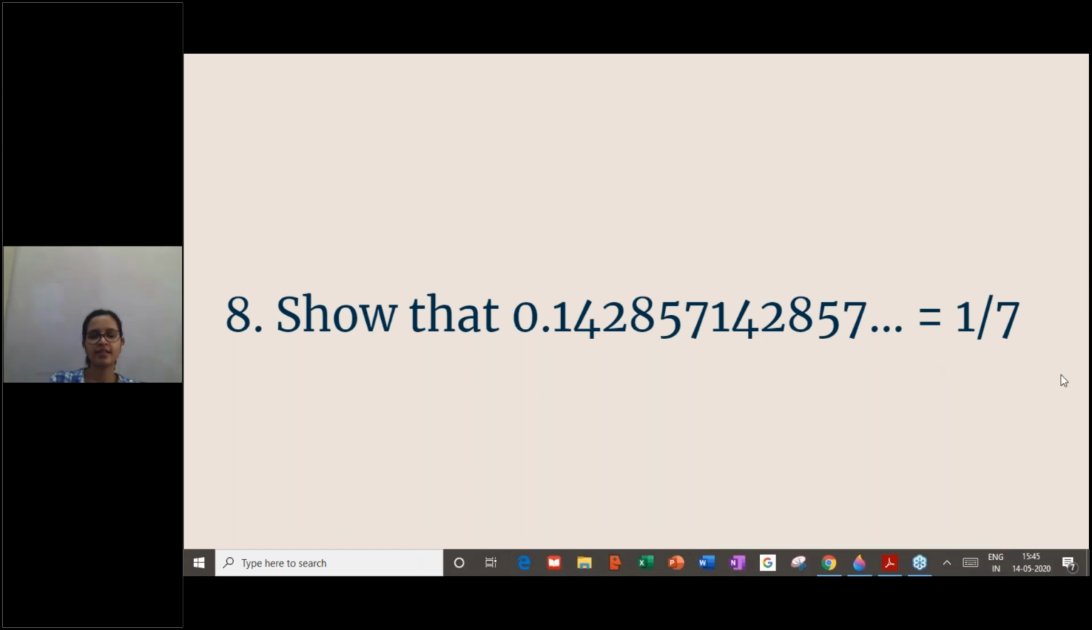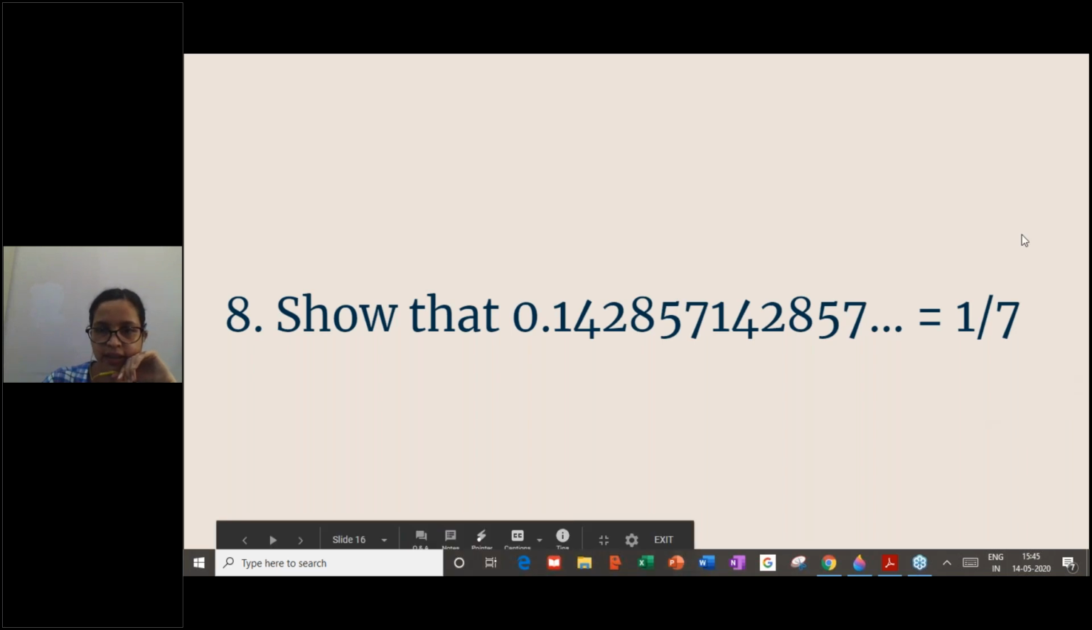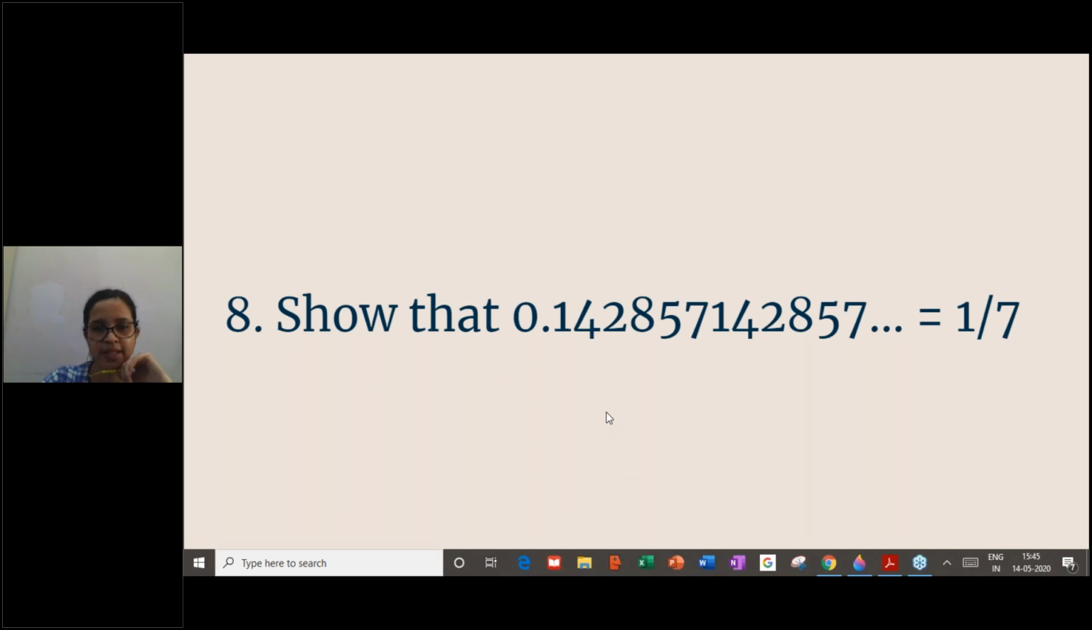So this is a bit tricky. Till now we were doing, no, this is not tricky. Just how are you going to do this? Let's see how you guys do it. Try to prove this and send a picture on WhatsApp. Let me see.